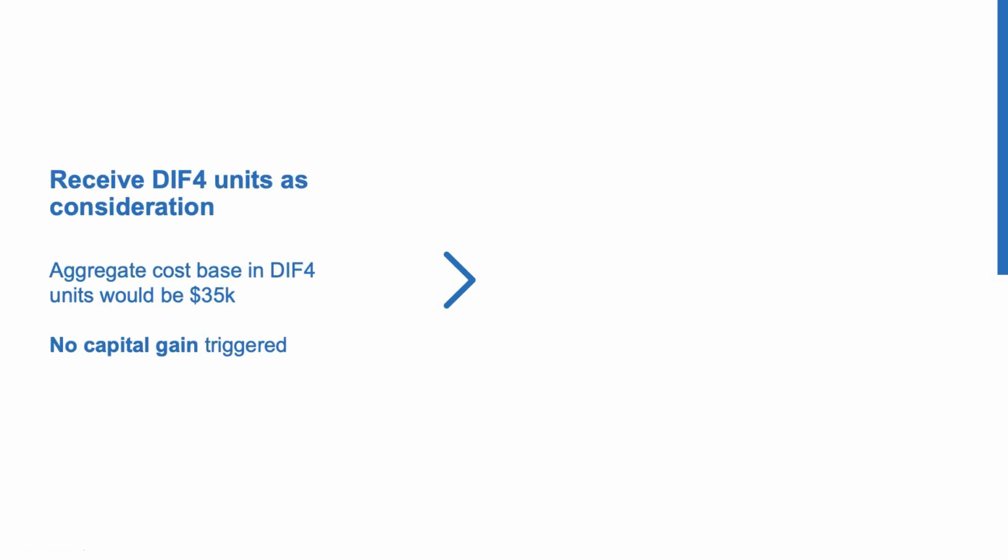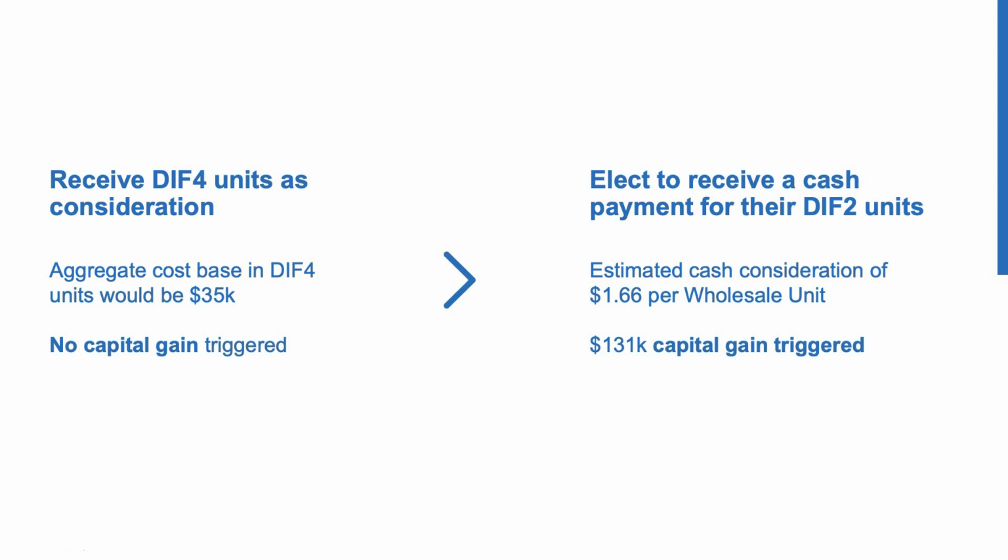If this investor elects to receive DIFF 4 units as consideration, their aggregate cost base in DIFF 4 units would be $35,000, and no capital gain would be triggered until the DIFF 4 units are redeemed or sold, or the remaining cost base is fully utilized. For investors that elect to receive a cash payment for their DIFF 2 units, assuming an estimated cash consideration of $1.66 per wholesale unit, a capital gain of $131,000 will be triggered. As discussed previously, depending on the investor's marginal tax rate and length of time the investment is held, the capital gain may be taxed at a discounted rate. Please note this example is an estimate based on a hypothetical investor who acquired wholesale units at a point in time, and therefore will not apply to all investors in DIFF 2 and is subject to change.